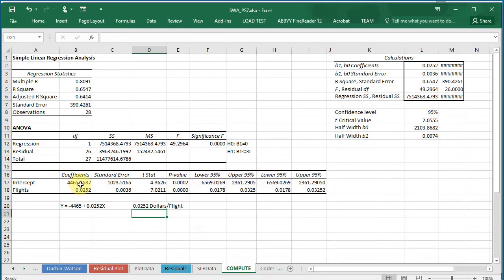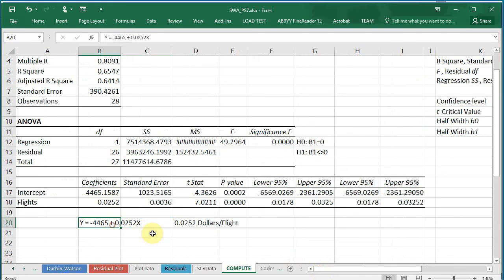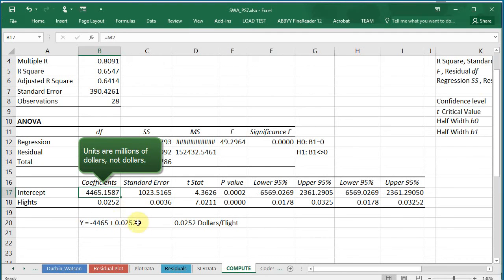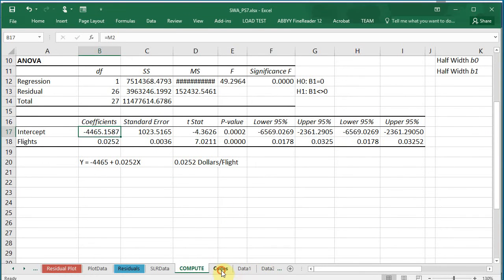Okay, next is interpreting this intercept. What this intercept is: when x is 0, right here, then y is minus 4465. The units of this is revenue, it's dollars. So when we don't fly any miles at all, in other words x is 0, then we lose 4465 thousand, or million. Millions.